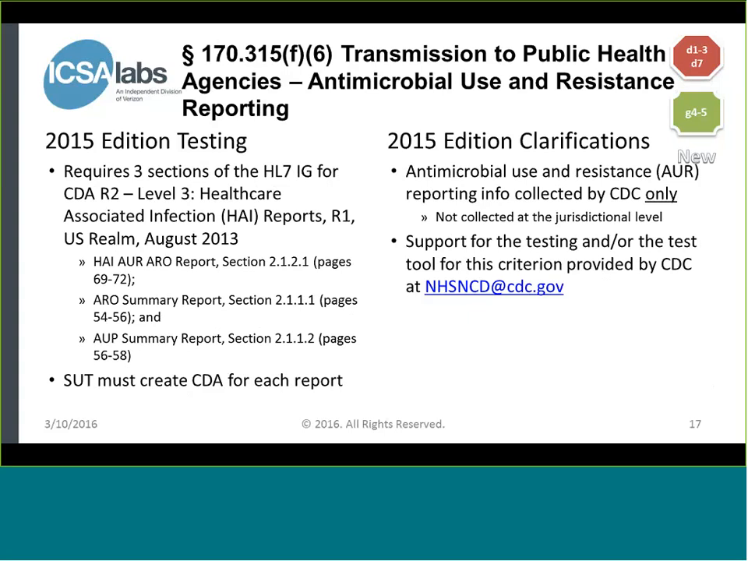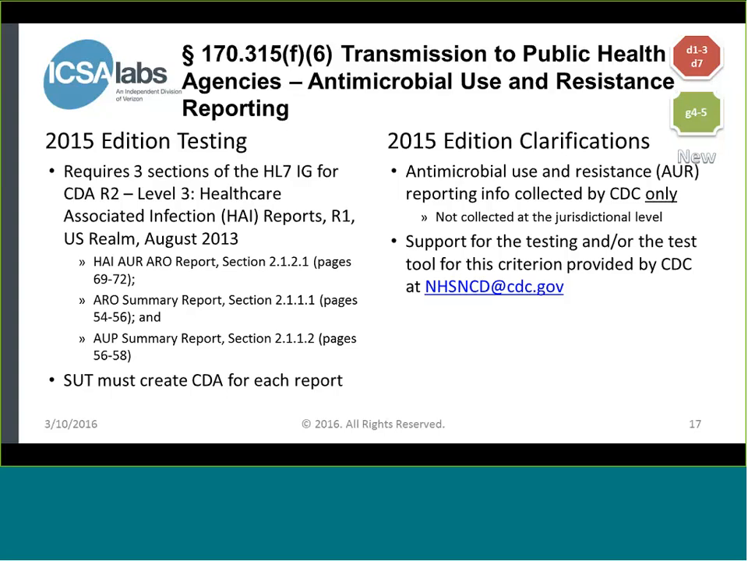Okay, antimicrobial use and resistance reporting. So as far as testing of this new criterion, it does require 3 sections of the HL7 implementation guide, and those sections are the healthcare-associated infection, antimicrobial use and resistance, antimicrobial resistance option report, which is the numerator, the antimicrobial resistance option summary report, which is denominator information, and then the antimicrobial use summary report, which includes both numerator and denominator information. For each of those reports, the system has to be able to create a CDA doc.